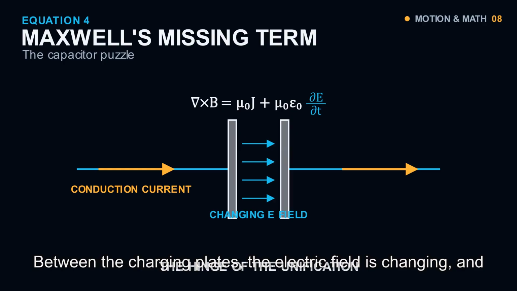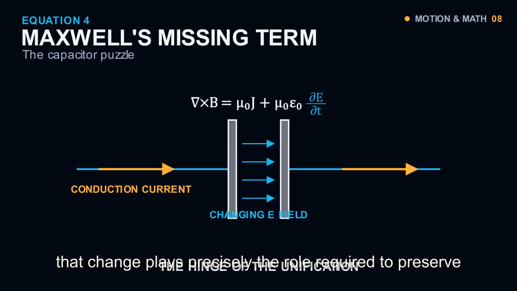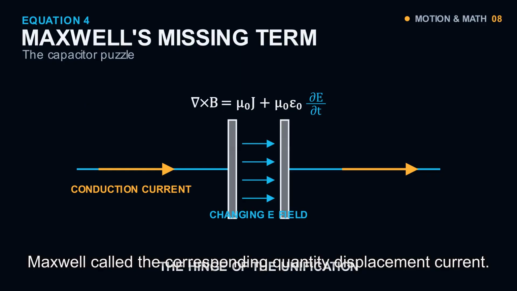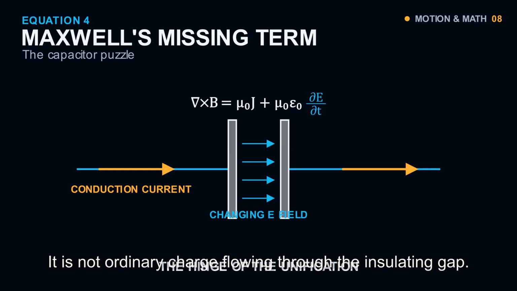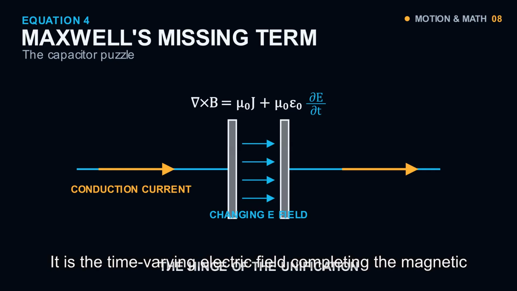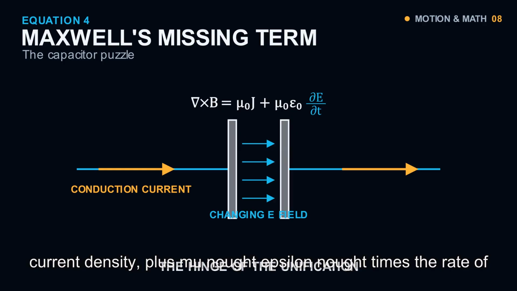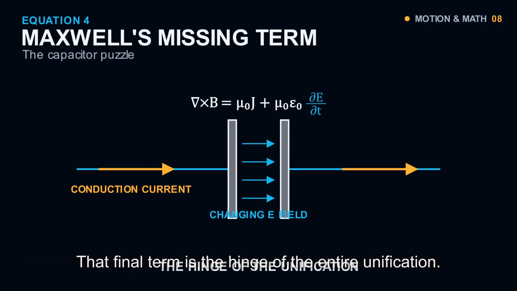Between the charging plates, the electric field is changing, and that change plays precisely the role required to preserve continuity. Maxwell called the corresponding quantity displacement current. It is not ordinary charge flowing through the insulating gap. It is the time-varying electric field completing the magnetic law. In modern notation, the curl of B equals mu naught times the current density, plus mu naught epsilon naught times the rate of change of E. That final term is the hinge of the entire unification.